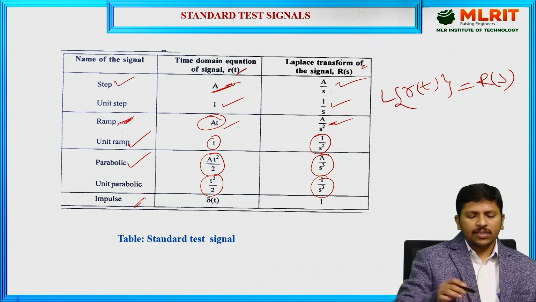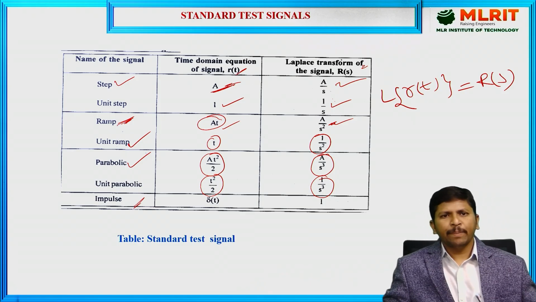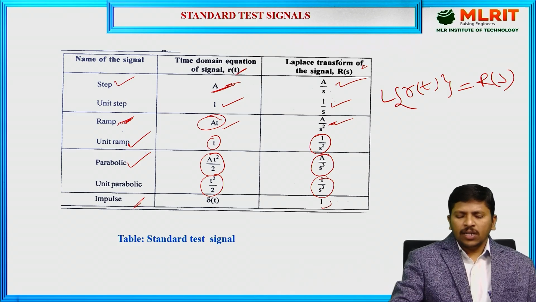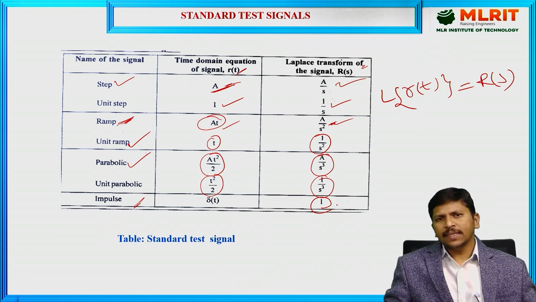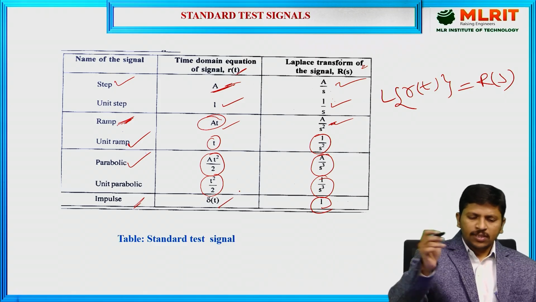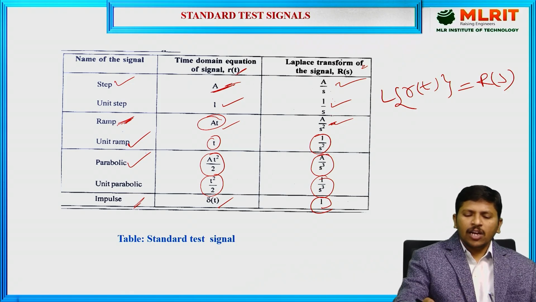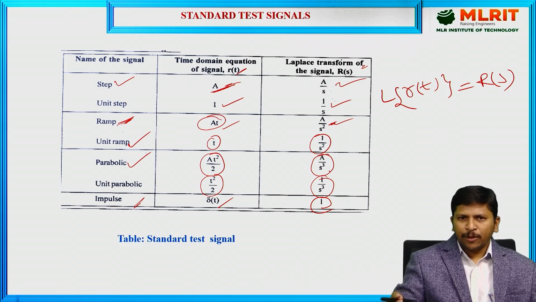Delta of t is the impulse signal. For any impulse signal, when we apply Laplace, or z, or any transfer function to the impulse signal, we are going to get 1 only. For the impulse signal, the Laplace is 1. So this is the table of standard test signals. You can remember all these values, because in the coming classes we are going to use all of this for the problems.